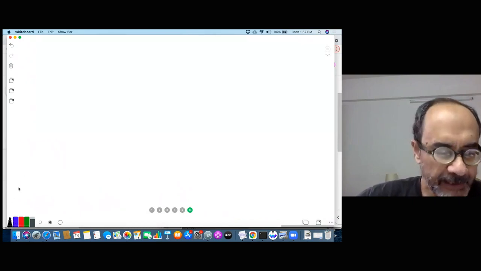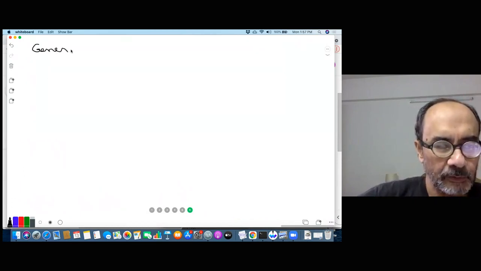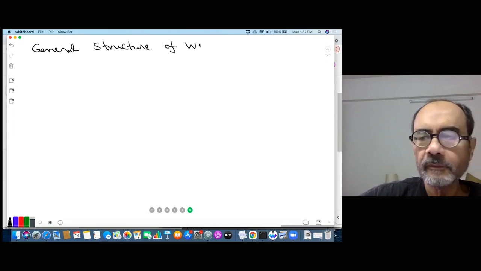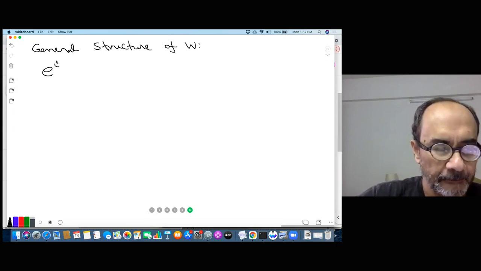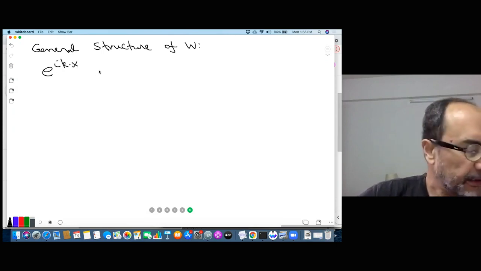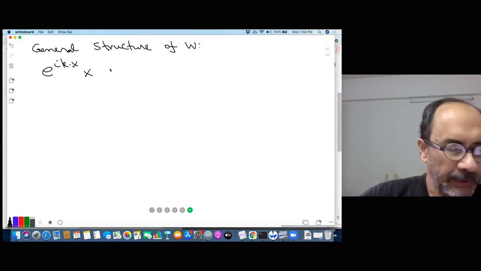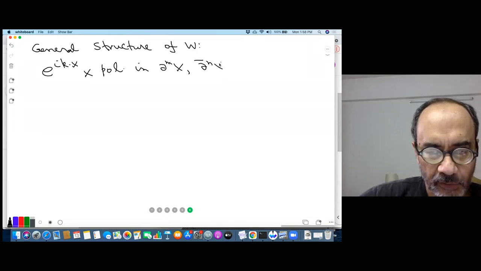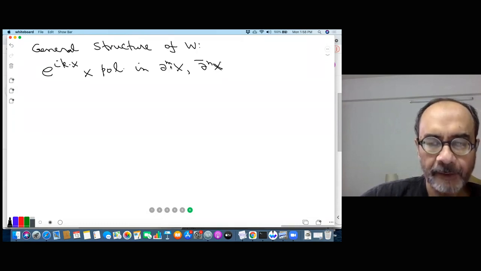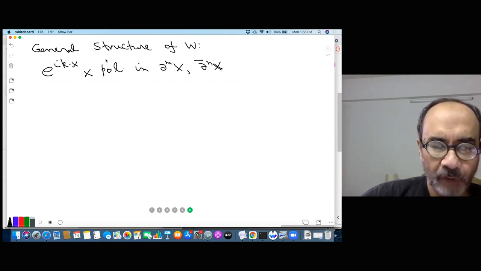Okay, so now let's just look at the general structure of W. So W typically has the structure of e to the i k dot x times some polynomial in del^m x and del bar^n x. Which means you can multiply by various factors of derivatives of x, various factors of the del bars of x. And then of course you have to take appropriate linear combinations to make sure that it's a primary.